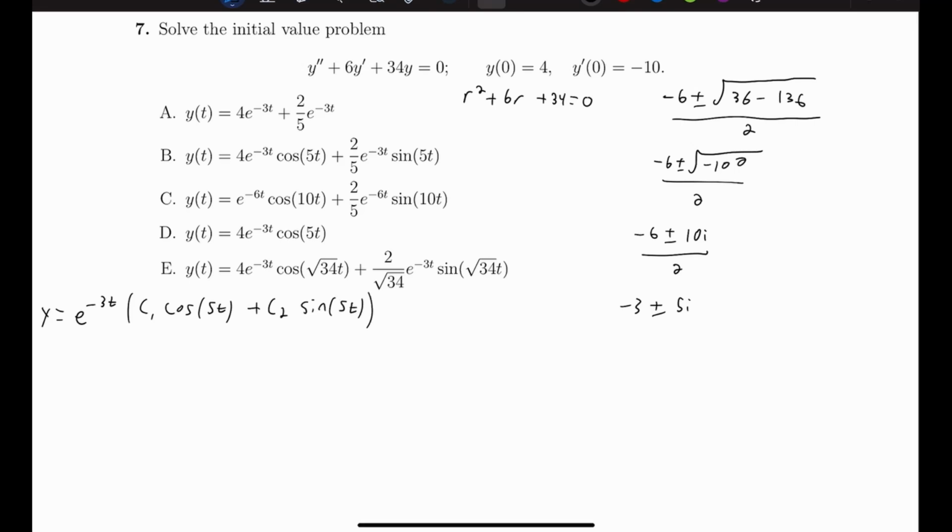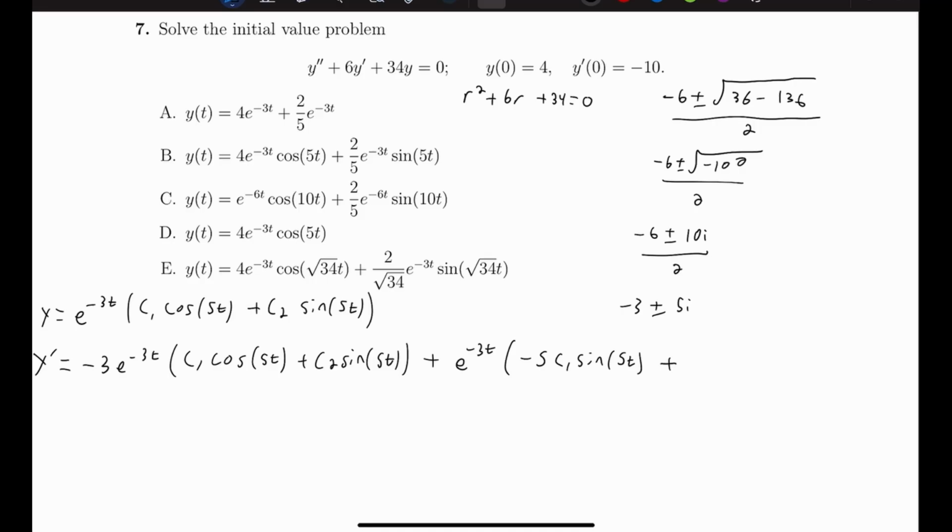So now we have our two unknowns. We're given two initial conditions, one in y prime, so we'll know that we are going to need to find y prime in order to solve this. I'll go ahead and do that now. Y prime, go ahead and use product rule on that. It becomes negative 3e to the negative 3t times all of this stays the same, and then plus the first term stays the same times the derivative of the second. So in there, that'll be negative 5c1 sine 5t plus 5c2 cosine of 5t.